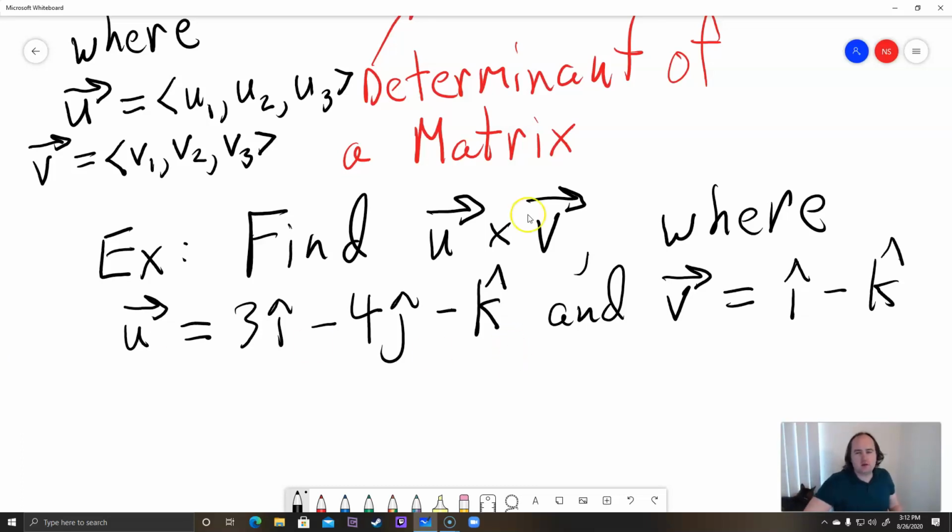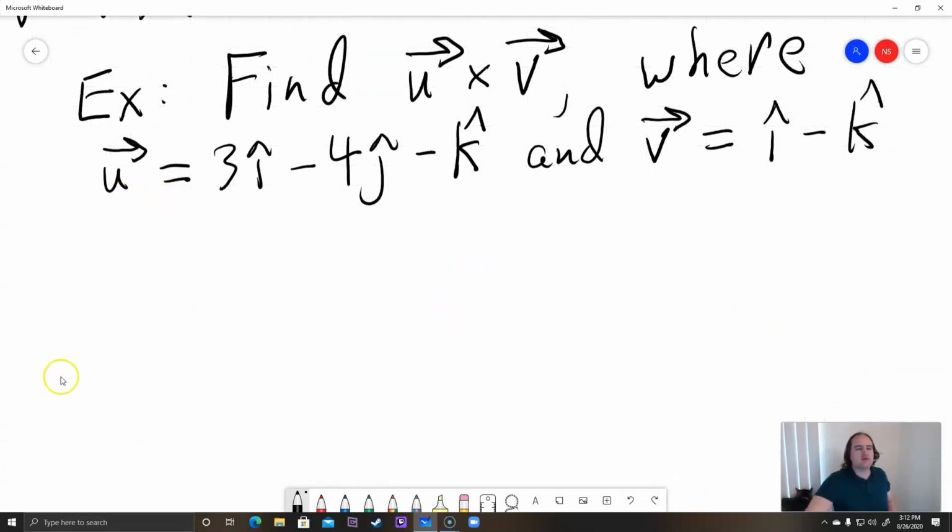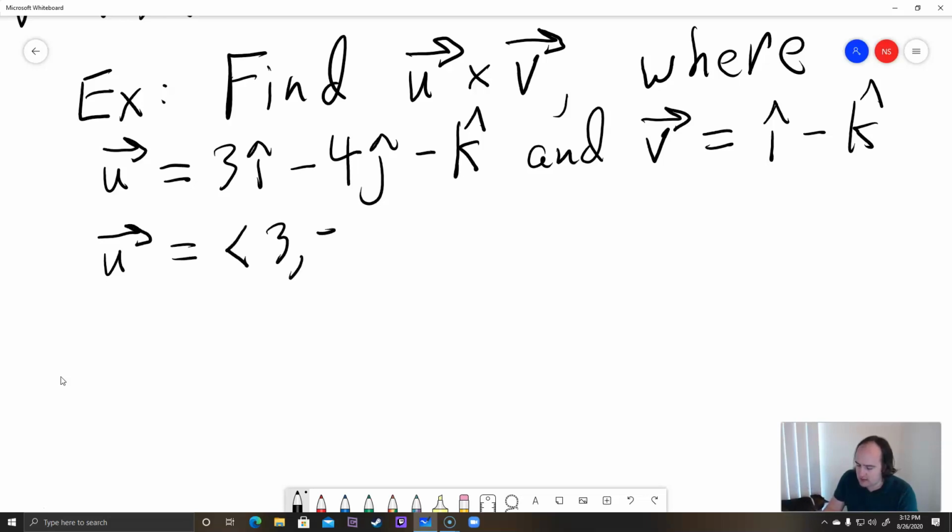Okay, so we want to find u cross v where u equals 3i minus 4j minus k, and vector v equals i minus k. Now what you want to do first is write it in component form as a position vector. So for vector u, we're going to rewrite this as angle bracket 3, comma, negative 4, comma, negative 1. So that's actually going to be our u1, our u2, and our u3.